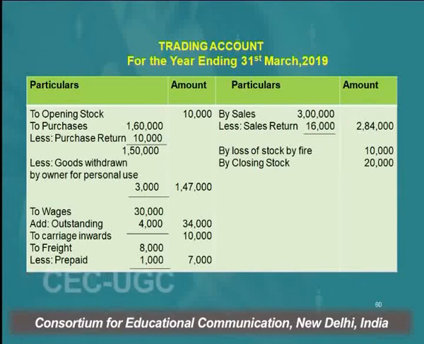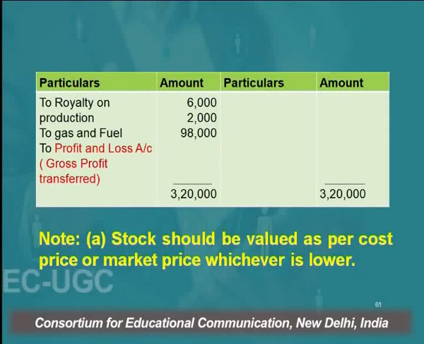So how much have we paid? We have paid 8,000, out of which 1,000 was related with the next year. So the actual expense which is related with the current year is rupees 7,000 only. Next item which is appearing on the debit side is royalty on production. This is given in the question 6,000. Gas and fuel, this is 2,000.